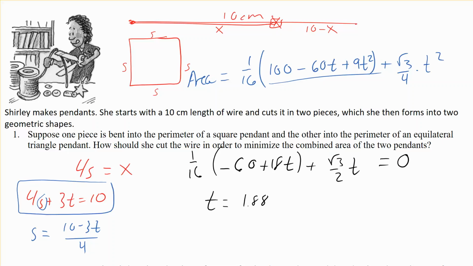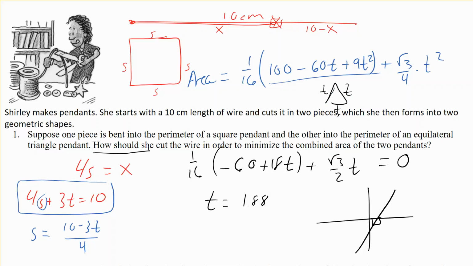If we solve that, we get t equals 1.88. That's just a line. If I put that in my calculator, I think it looks like this. So what does that represent? In this case, t was my sides of the triangle, so t was the side length of the triangle.